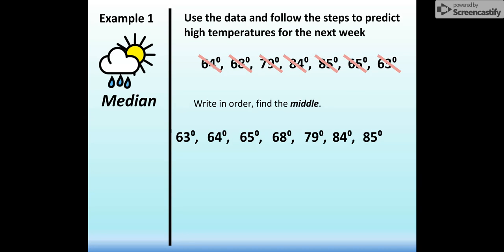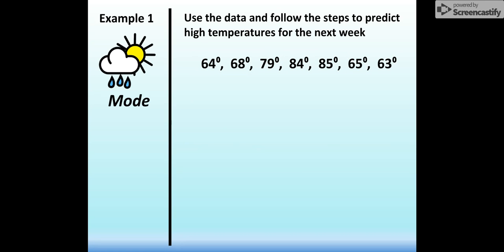Now we're going to hop in, start on the left and the right, and we're going to hop in 1. And we're going to keep going until we reach the very middle number. 68 degrees. So our median so far is 68 and our mean is 72.5.